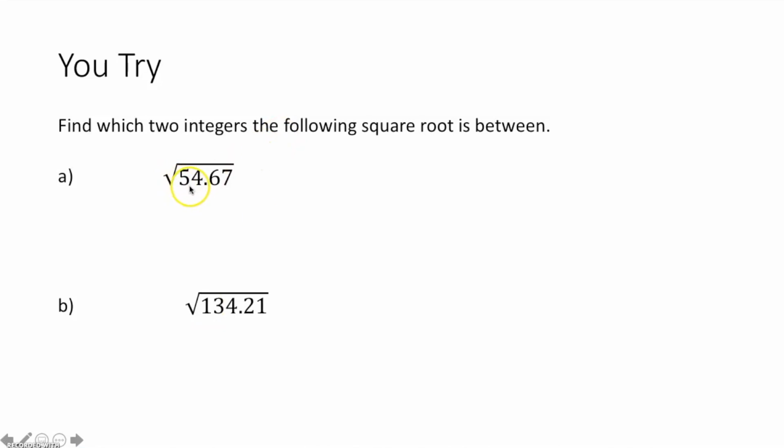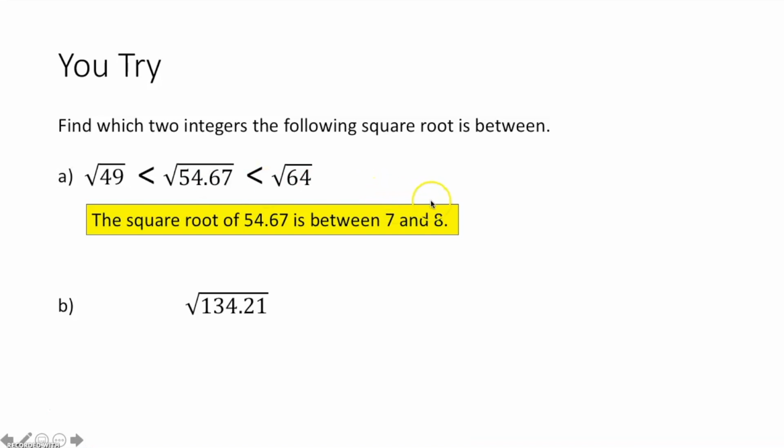You try. Okay, doing the same thing. So the square root of 54.67, we have to think, what perfect squares is this radicand between? Well, 54 is really close to 64, so 64 would be right above it. And then what perfect square is right below that? Well, that's 49. So the square root of 54.67 is going to be between the square root of 49 and the square root of 64. Now, what's the square root of 49? That's 7. What's the square root of 64? That's 8. So the square root of 54.67 has to be between 7 and 8.